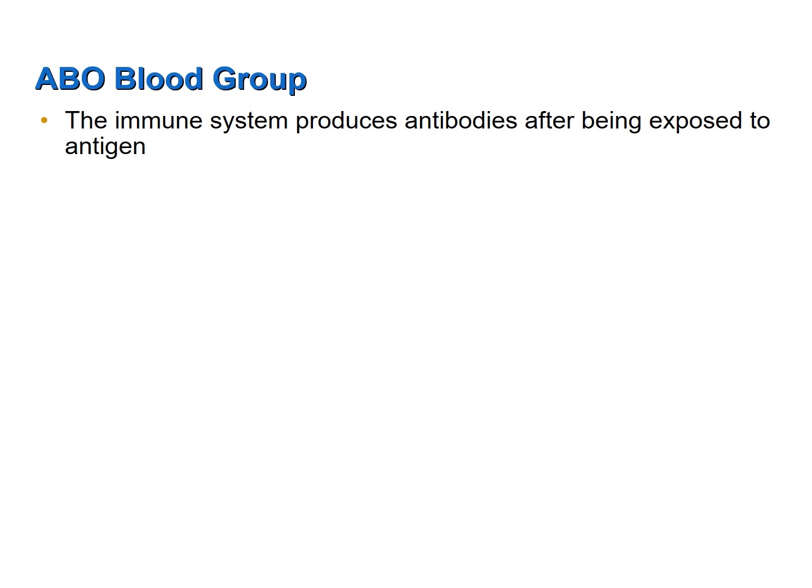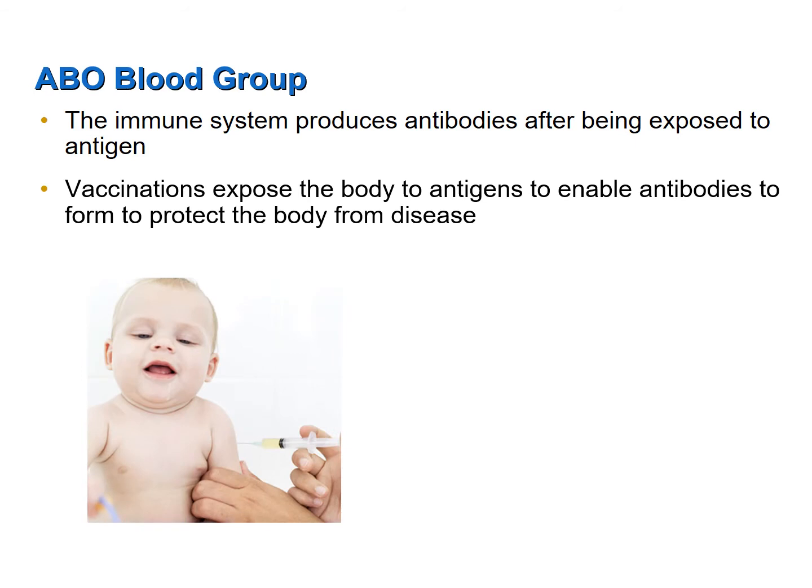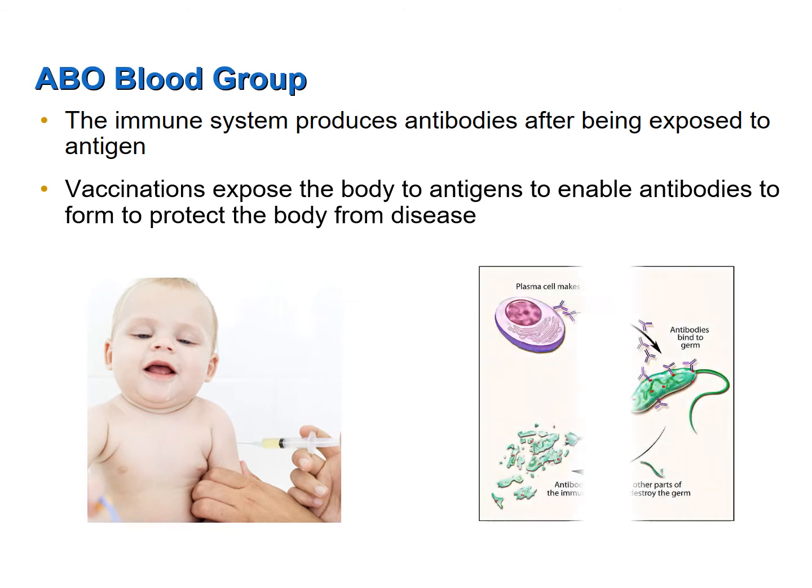The immune system produces antibodies after being exposed to an antigen. This is the principle that is used in vaccinations. So you expose the body, the immune system, to a dead germ or a germ that is incapable of causing disease. The antigens on the germ cause the immune system to produce antibodies, so that if you're ever exposed to the disease-causing germ again, if it invades the body, there's a supply of antibodies that can clear the germ from your body before it is capable of causing illness.